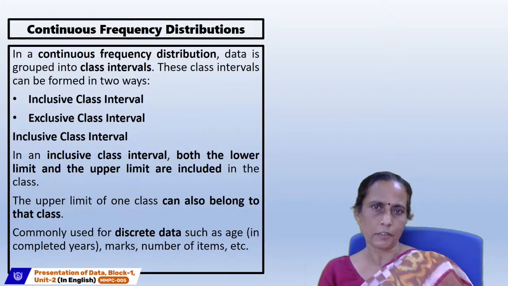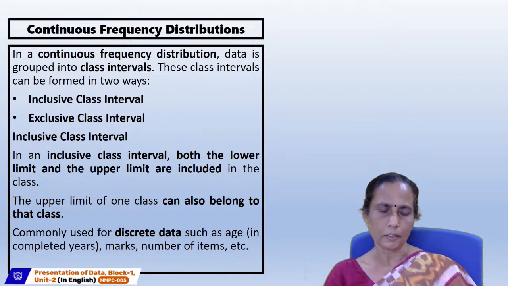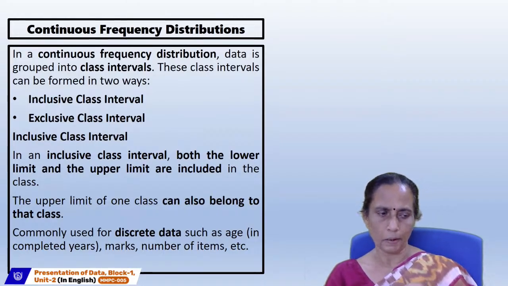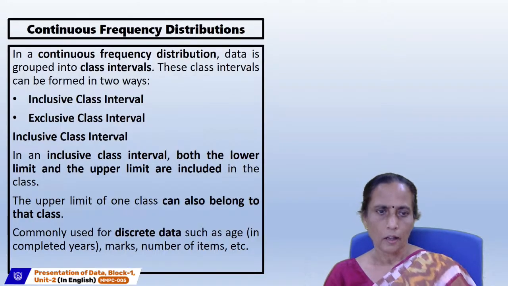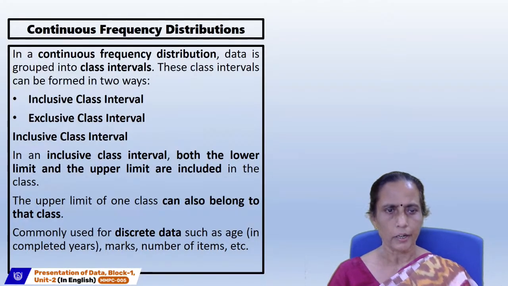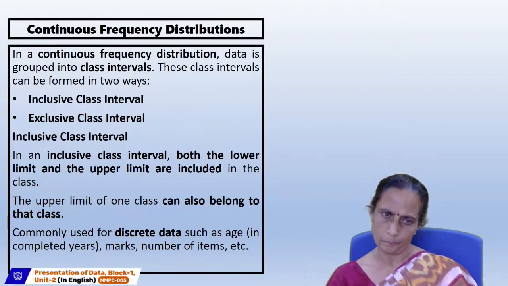And in a continuous frequency distribution, your data is grouped into class intervals, and these class intervals can be formed in two ways. One is inclusive class intervals, and the other is exclusive class intervals. In an inclusive class interval, both the lower limit and the upper limit are included in the class interval. When we take a class as 0 to 10, 0 is the lower limit of the class interval and 10 is the upper limit of the class interval.